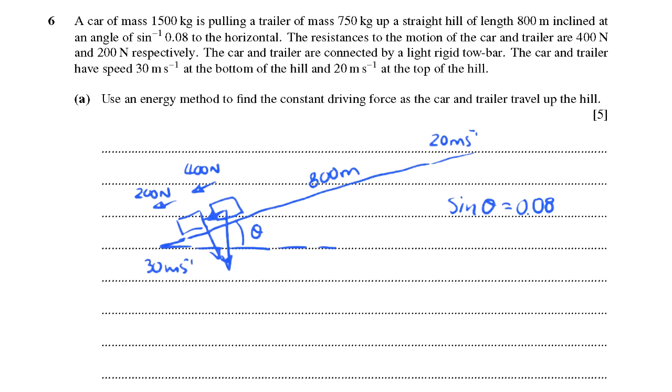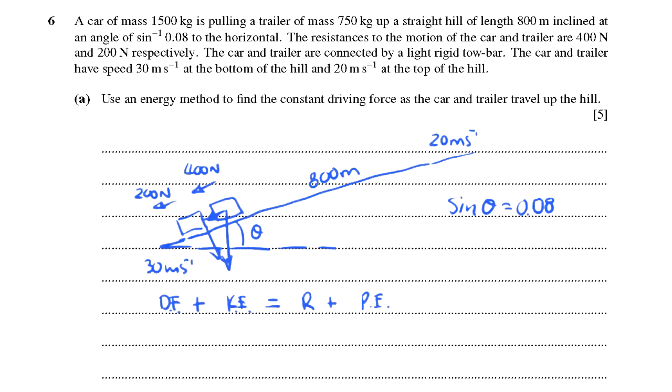So our energy equation will be the things that are giving energy, which is the driving force, plus the kinetic energy, is going to equal the resistance plus the potential energy. Resistance and potential are both taking, and the driving force and kinetic are both giving.